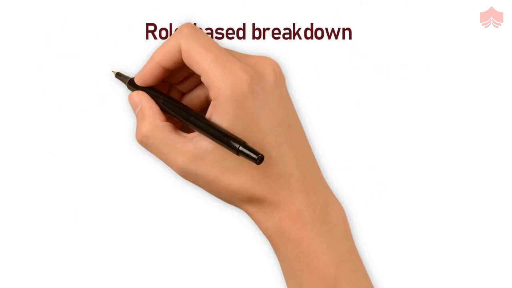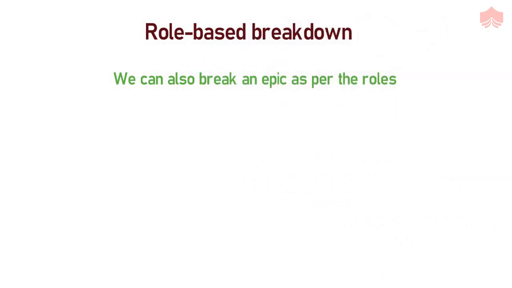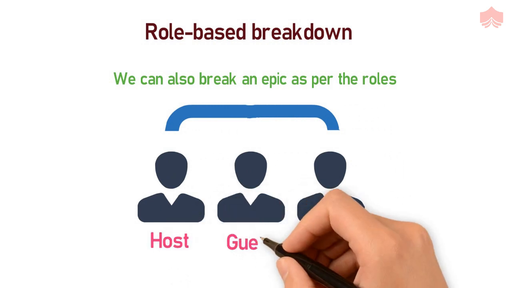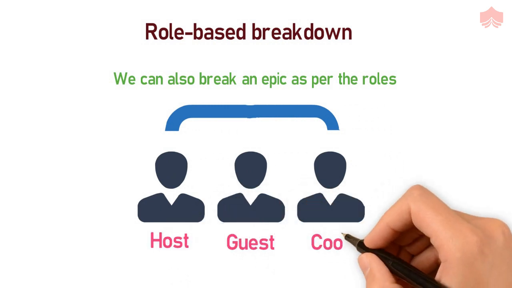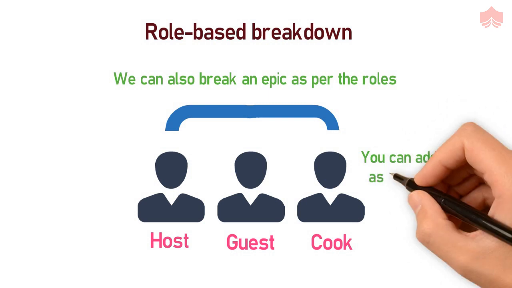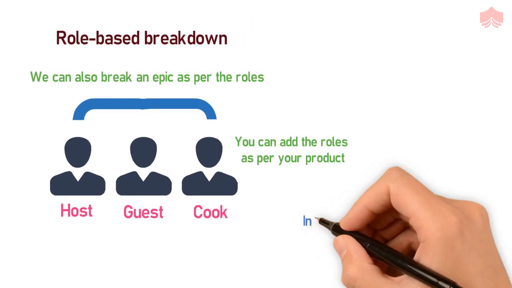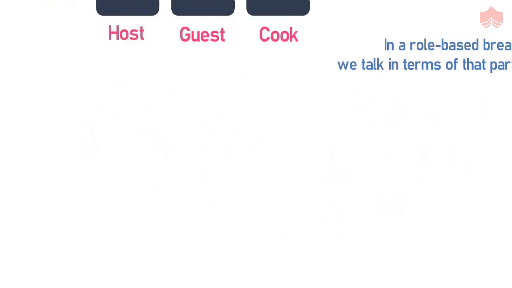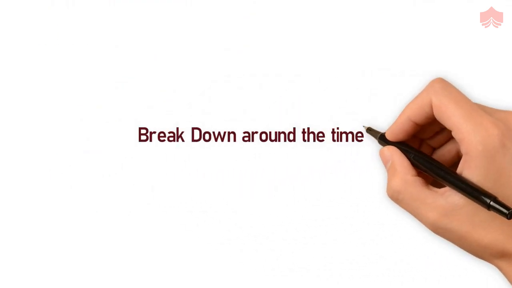Role-based breakdown. We can also break an epic down as per the roles. There can be different roles in your product or a project. Here we have a role of host, guest, or you can have a role as a cook. You can even add the roles as per your product. In a role-based breakdown, we talk in terms of that particular persona.